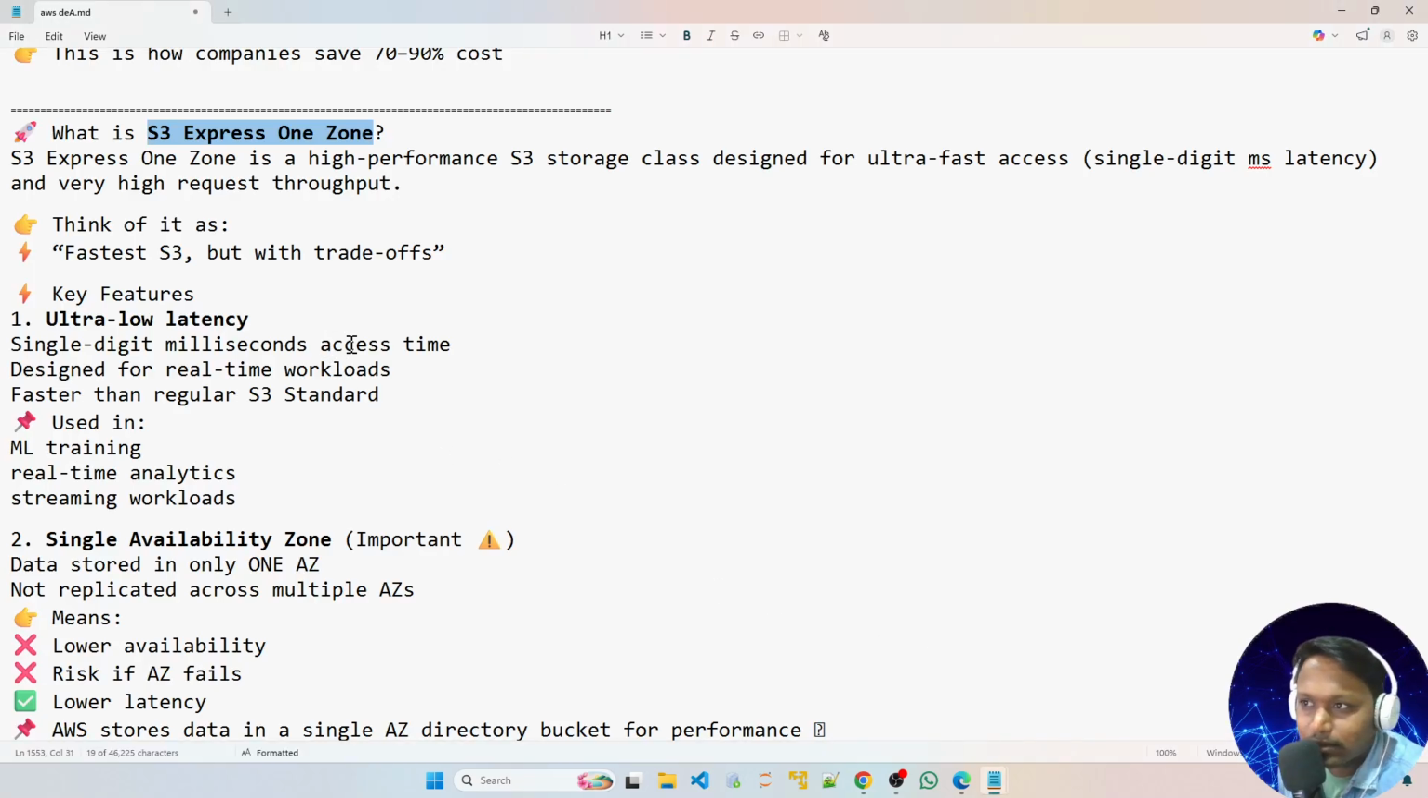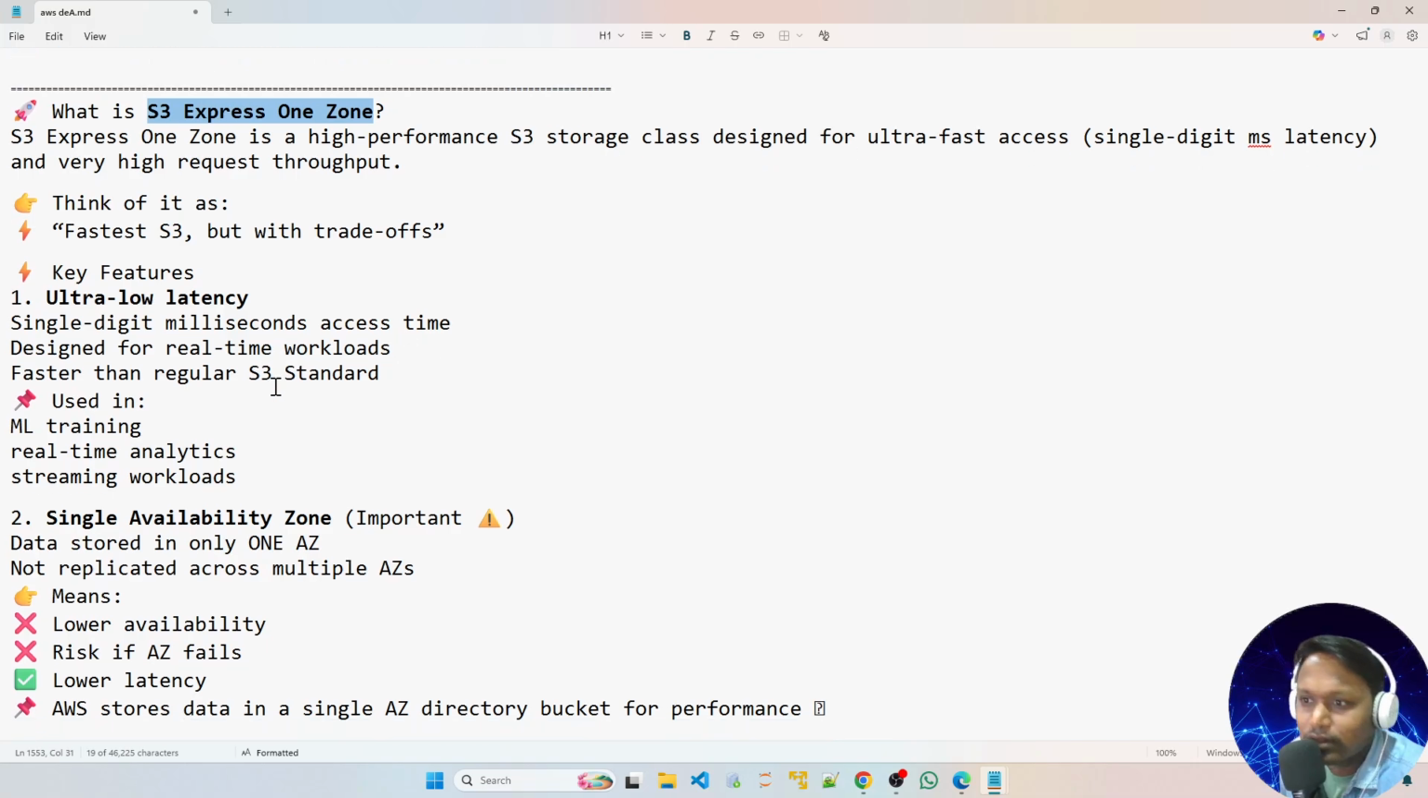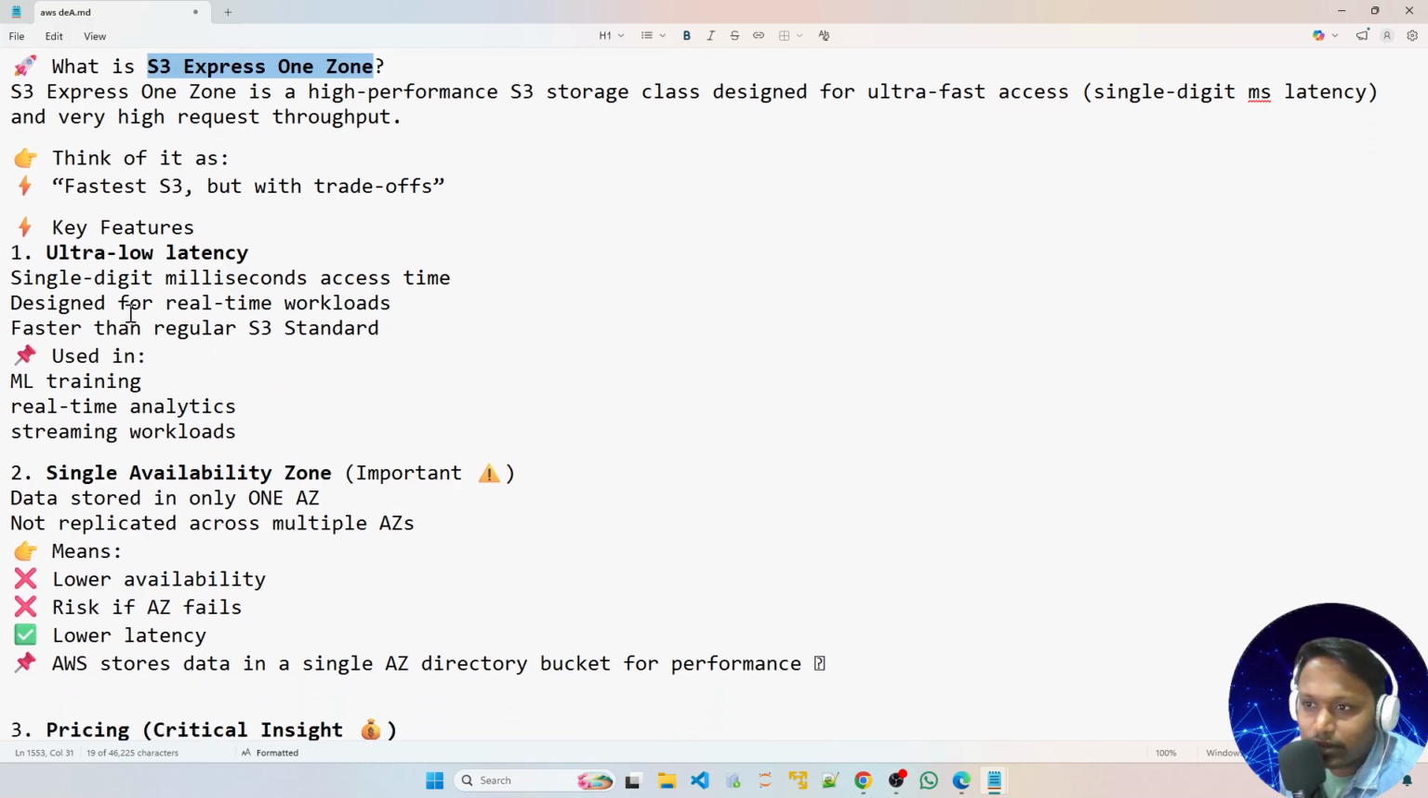So, what is Express One Zone? It's a high performance S3 storage class. It's designed for ultra fast access at single digit millisecond latency, and very high request throughput. It is the fastest S3 storage class, but with trade offs. So, what are the trade offs? What are the features we will go over here?